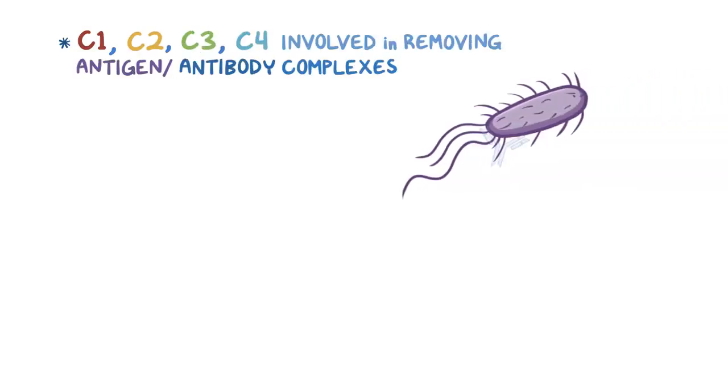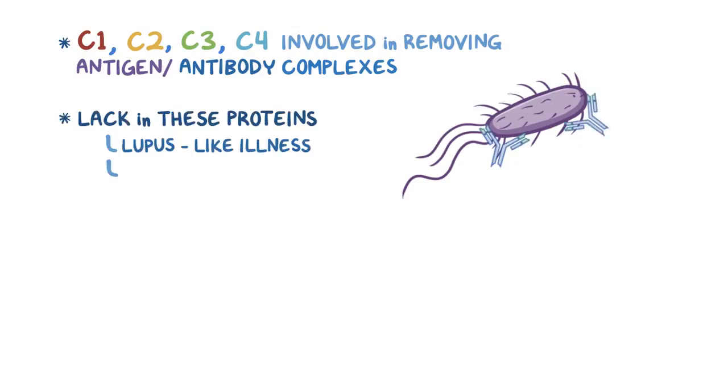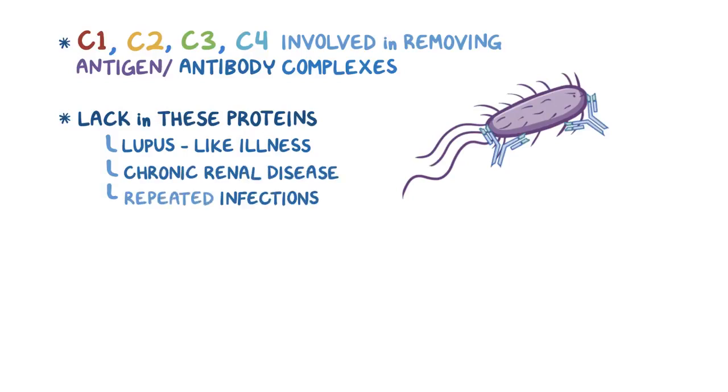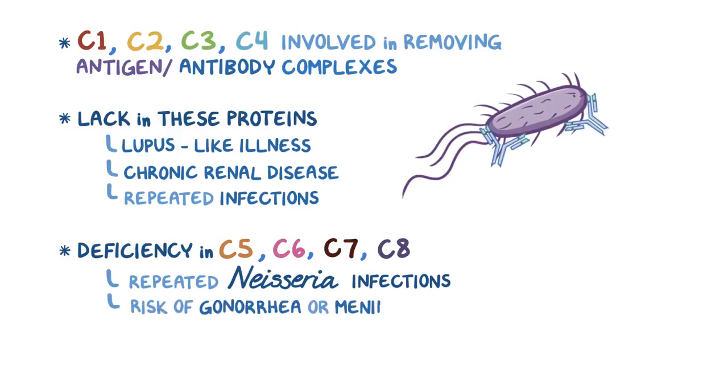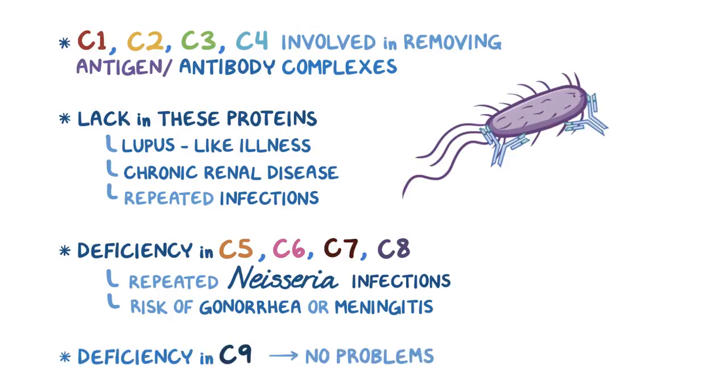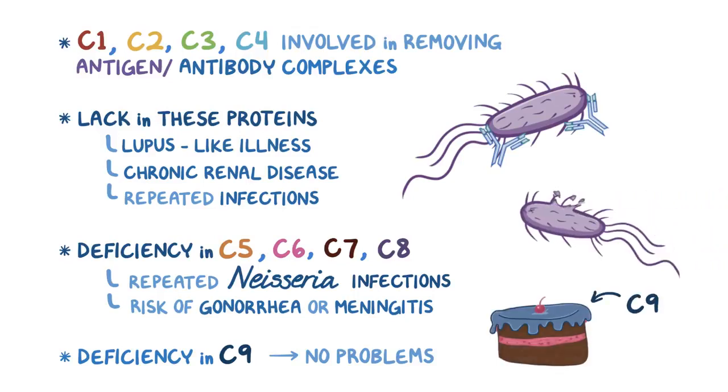Finally, because C1, C2, C3, and C4 are all involved in removing antigen-antibody complexes, individuals that lack any of these proteins can experience a lupus-like illness, as well as chronic renal disease and repeated infections. Individuals who are deficient in C5, C6, C7, or C8 suffer from repeated Neisseria infections and are at higher risk of developing gonorrhea or meningitis. Interestingly, individuals who are deficient in C9 seem to have no problems, because C5, C6, C7, and C8 can lyse a bacterium all on their own, with C9 being icing on the cake.